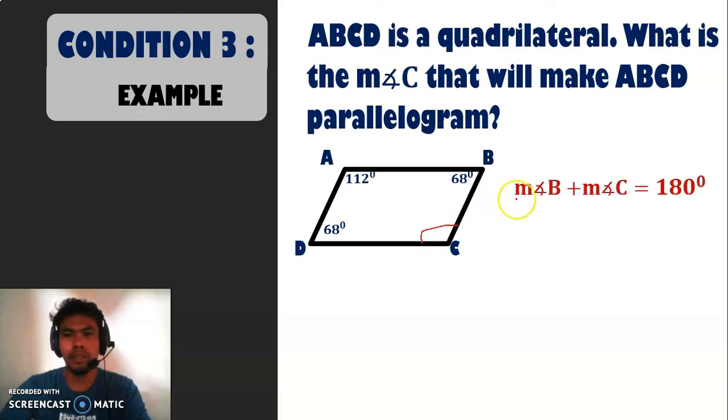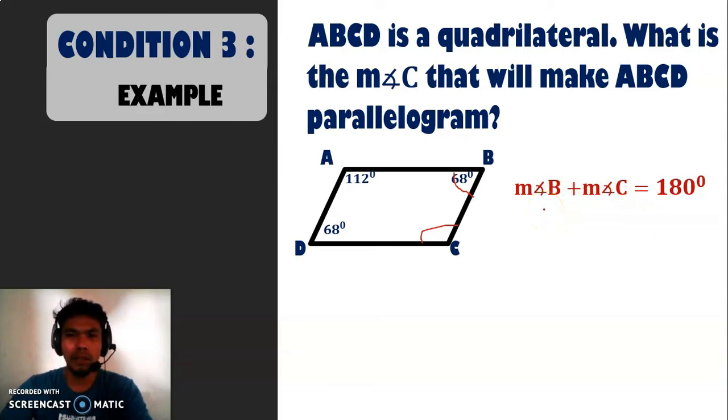we have the measure of angle B plus the measure of angle C equals 180 degrees. You can also use the measure of angle C plus the measure of angle D equals 180 degrees because they are consecutive angles. But in my case, I will be using the measure of angle B plus the measure of angle C equals 180 degrees. Okay, after that, you have to substitute the values of angle B and angle C.